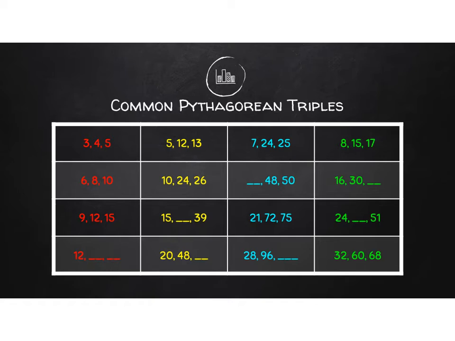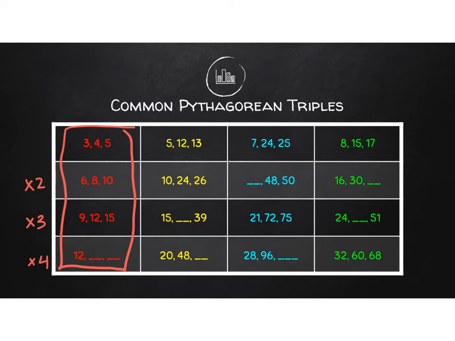And when I'm looking at this, I notice that in each column, I've got some that are really repeating. Really, 3, 4, 5, and 6, 8, 10 are the same Pythagorean triple. I just multiplied by 2, or by 3, or by 4. So once I find one Pythagorean triple, I really have an infinite number of them. So I'm going to work through this and fill in some of those missing numbers.